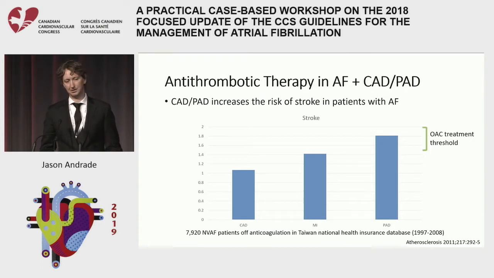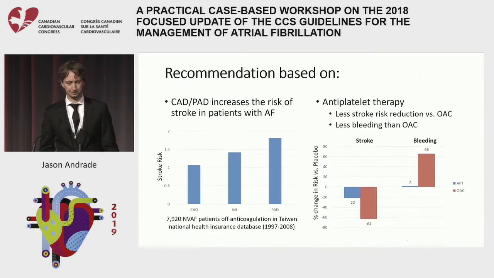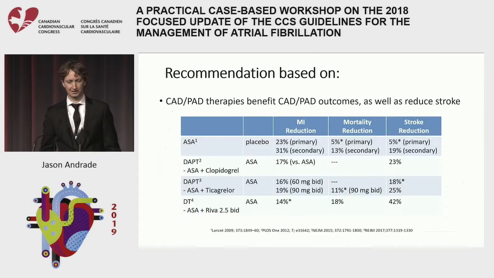So the reason why we don't recommend anticoagulation in someone with vascular disease is the absolute risk increase by having vascular disease is relatively low. On the flip side, we know that anticoagulation is effective in this population, but because the absolute risk is low, that increased risk of bleeding that you see with anticoagulation therapy doesn't seem justified. And so for that reason, the CCS recommends antiplatelet therapy.